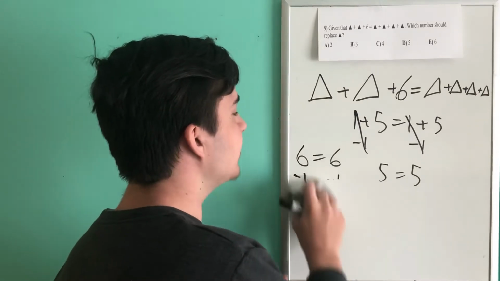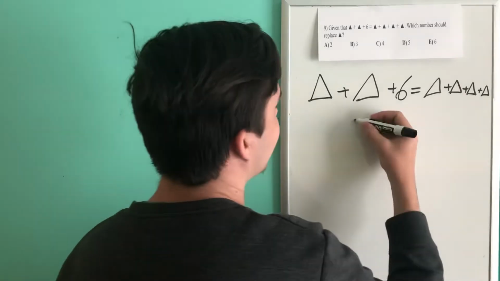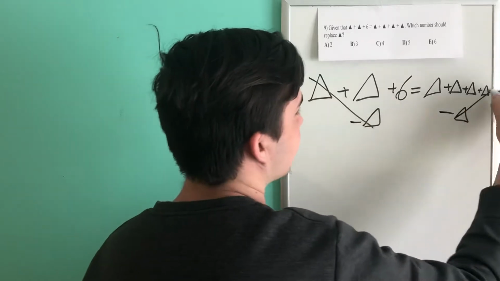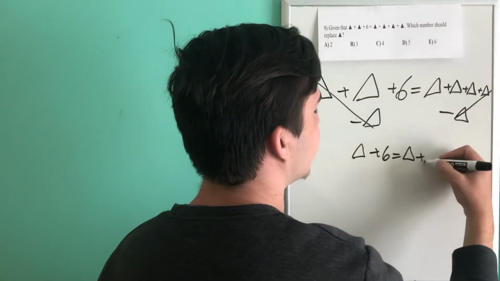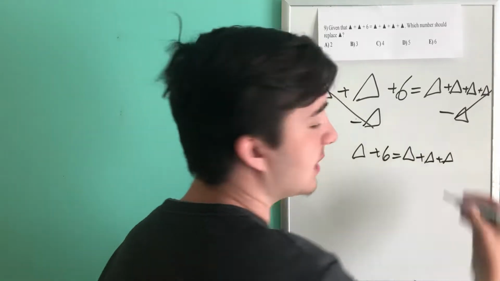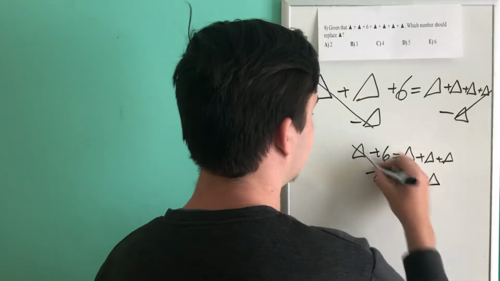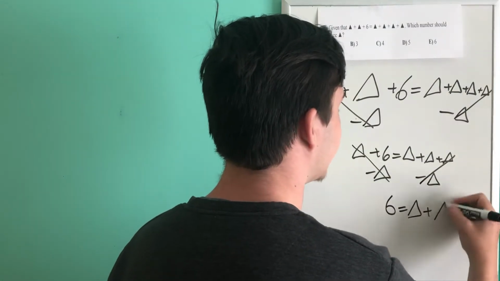So that means we could do the same thing here for the triangle question. So let's take away 1 triangle from each side. Right? So now we have triangle plus 6 is equal to triangle plus triangle plus triangle. Let's get rid of another triangle. Minus triangle, minus triangle. So 6 is equal to triangle plus triangle.